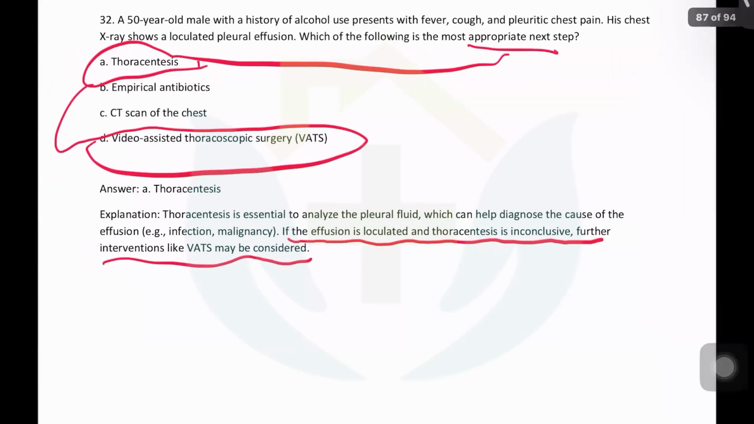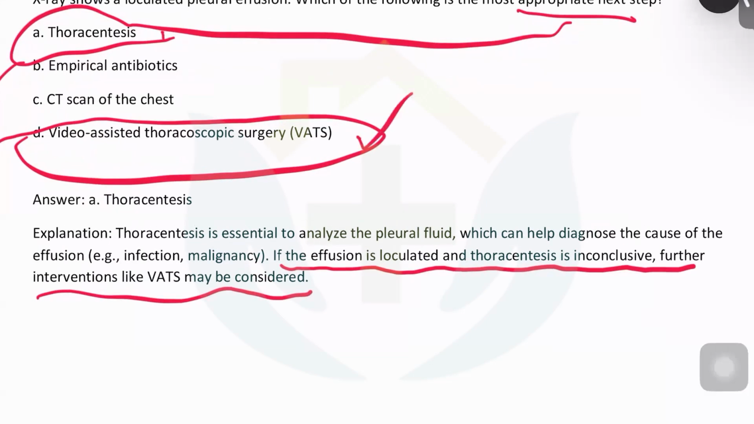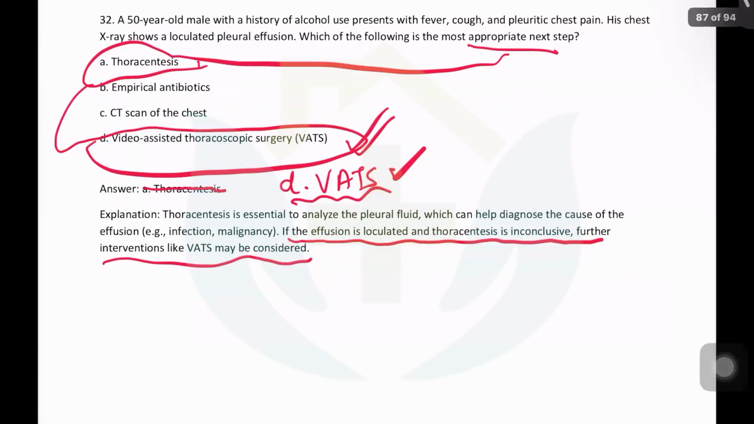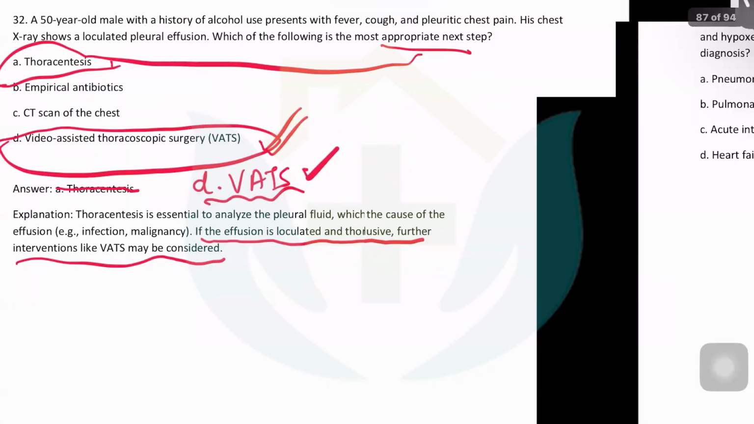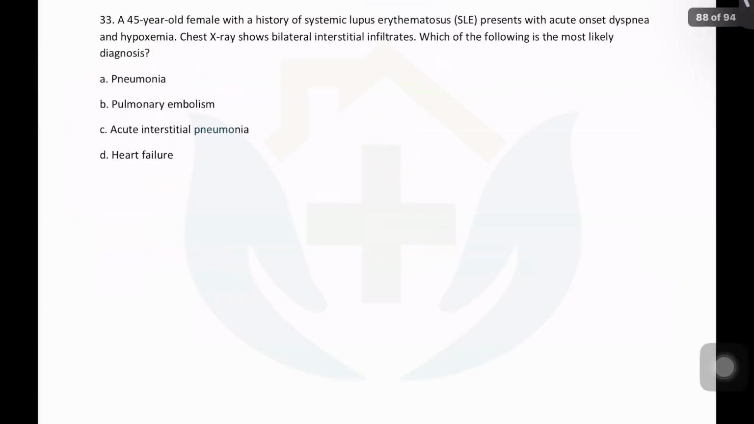Yeah, I think you are also right. By VATS we can remove all of this. So I also think that we should stick to D, VATS. Correct. Because it is already written that the X-ray shows a loculated pleural effusion. So why would they write loculated pleural effusion if they don't want us to mark VATS? Correct. Let's stick to VATS.